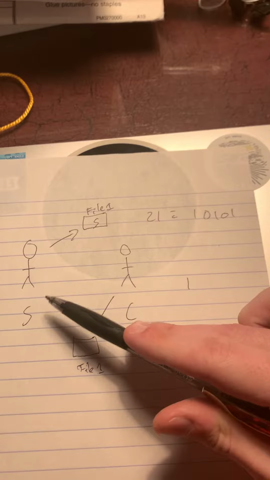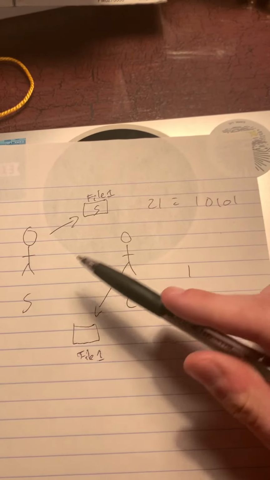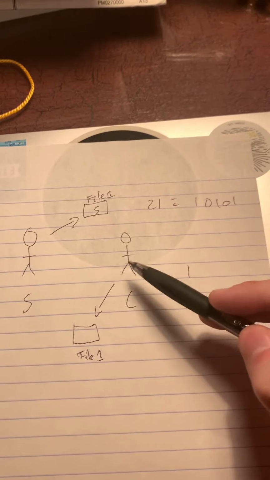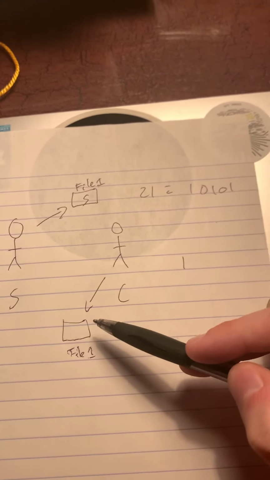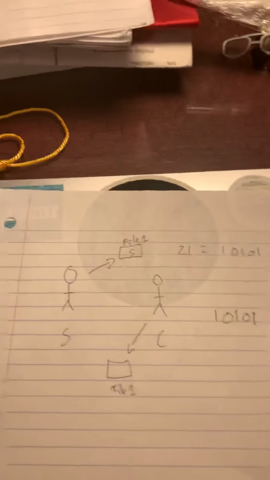And then this process looks at the next number, which is a 0. And so S does not create file 1. And then C creates file 1, and it doesn't exist. It's allowed to happen, so they interpret that as a 0. And then so on, so forth.